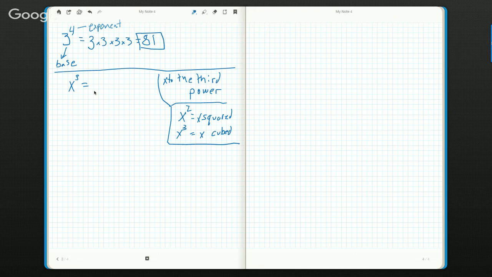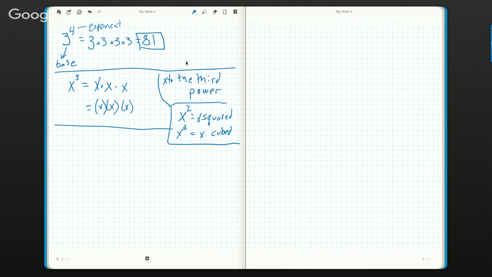So x to the 3rd power means x times x times x. Now notice here I use this multiplication symbol. I use the dot notation. I could even use this notation. All of those mean the same thing.